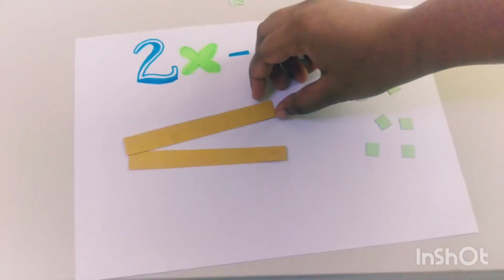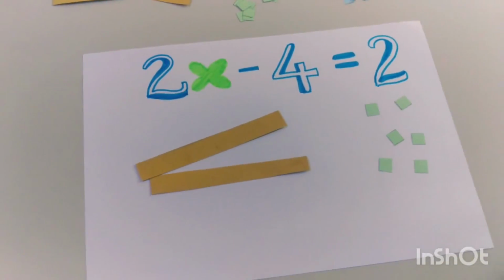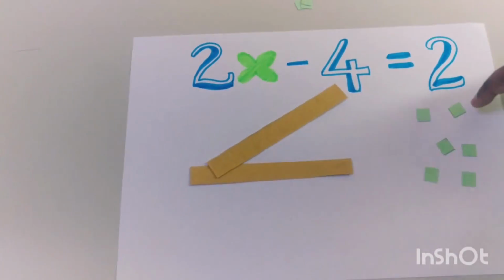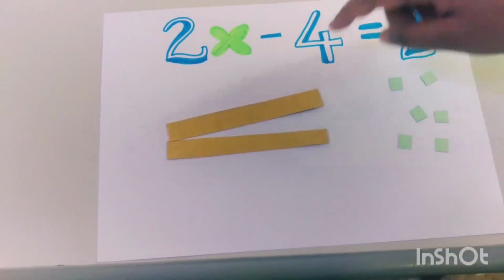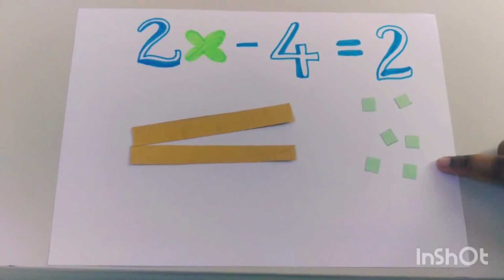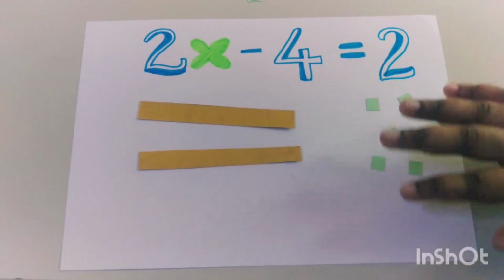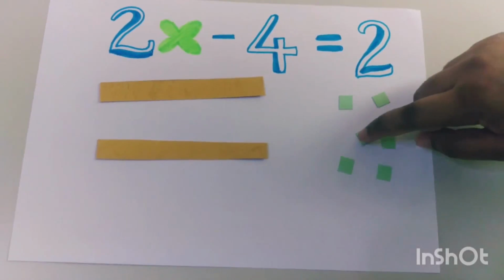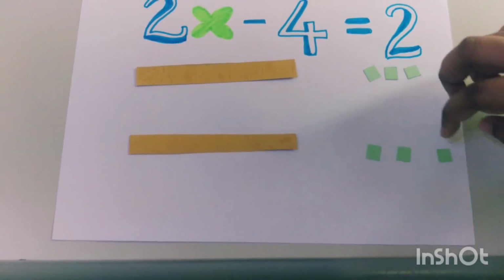So we have to find the number that is hidden in x. So we have to find how many green squares go for one yellow rectangle. In total you have 6 green squares and 2 rectangles. So I'm going to divide this equally. So for one rectangle, I am going to give 3 green squares. And for the other rectangle, also I am going to give 3 green squares.